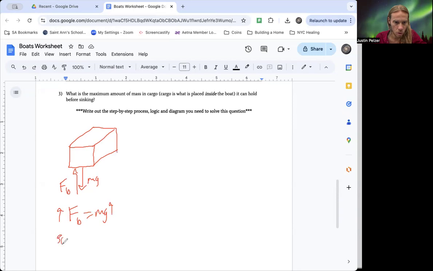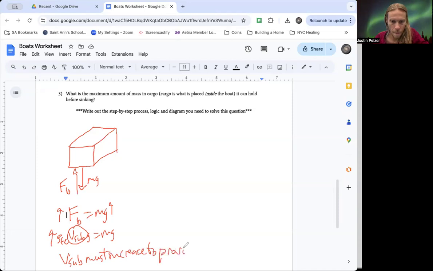But remember, this is rho fluid V sub G. So the fluid isn't going to get more dense. Gravity isn't going to get stronger. So that means V sub must increase to provide more buoyancy. That's the reason why, right? And it also makes sense. Clearly, if you increase this force by adding more weight, it's going to push the boat deeper, which is going to increase this force until they match, and then it's equilibrium again.